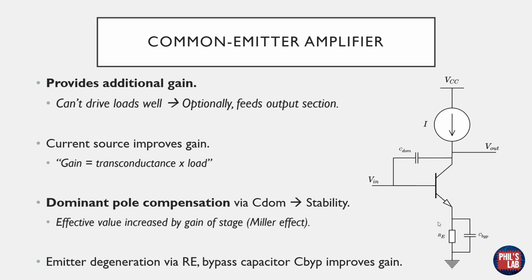We also have this emitter degeneration resistor over here, which provides, again, local negative feedback and is useful for biasing. Now, this emitter degeneration resistor brings benefits, but it also means that this stage will lose gain. Therefore, I have this bypass capacitor. So the DC operating point isn't affected, but at AC, essentially I'm bypassing this emitter degeneration resistor, and this improves the overall gain.